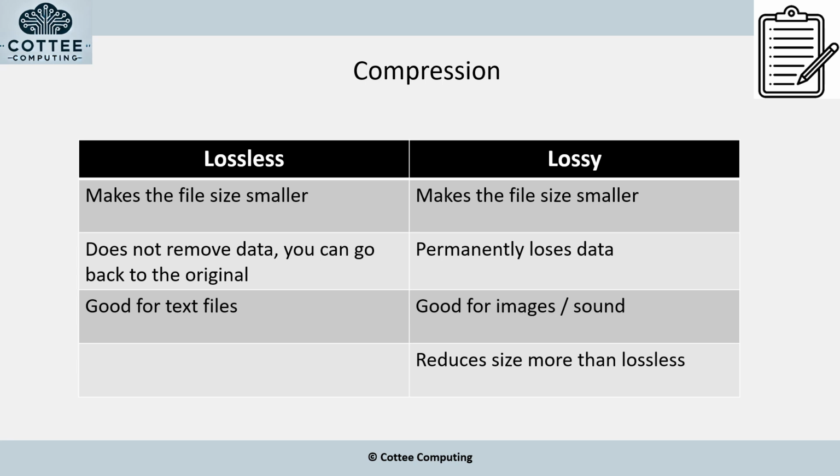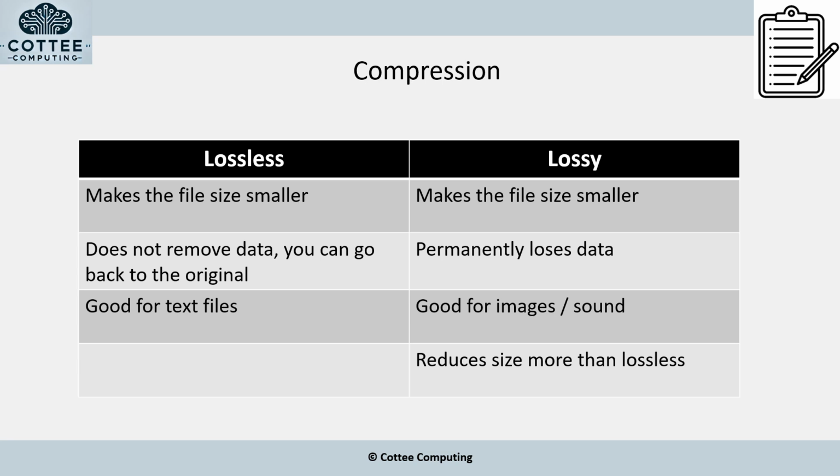And the last thing to think about before we go into the exam questions is compression. So compression essentially makes the file size smaller. So if you want to send a file over the internet, then you would compress the file to make it smaller. Two types, you've got lossless and lossy. I always remember it as you lose less data on lossless, so it doesn't remove data, so that means you can go back to the original. What it does is it rearranges it and orders it so that it's easier to get back to the original.